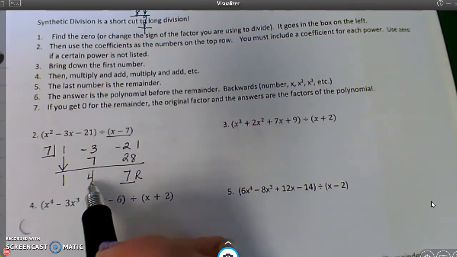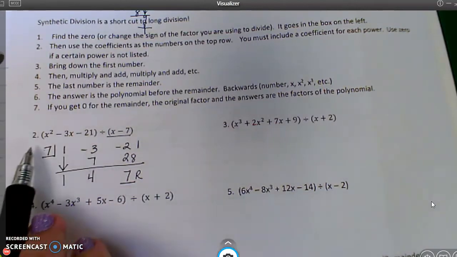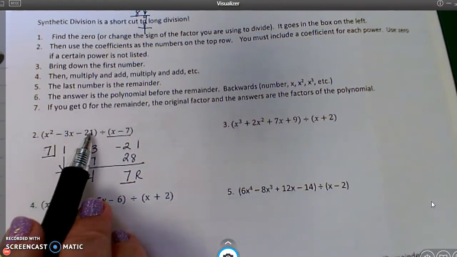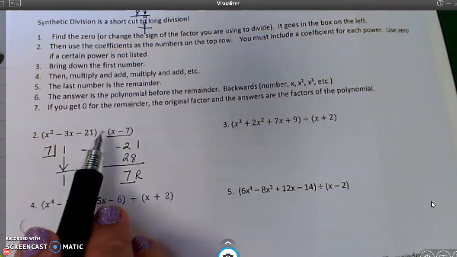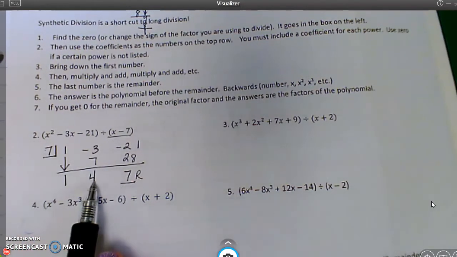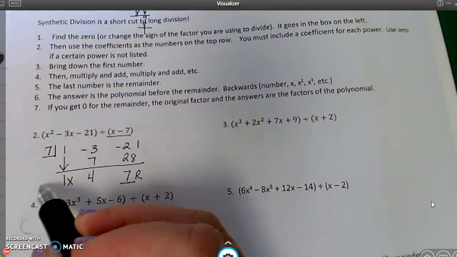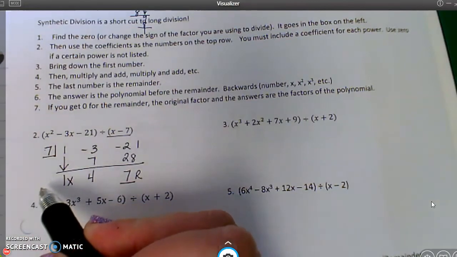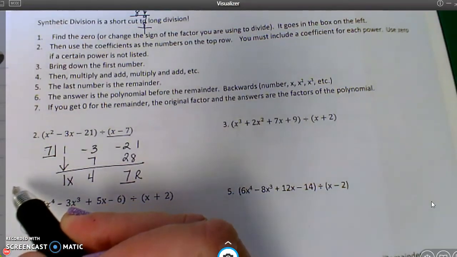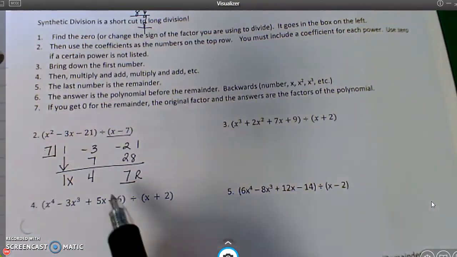the 4 is a number, the 1 has an x on it. See how we started with x squared, x, and then a number? It's always in order, and the one before the remainder is the number, and the one before that has an x. If there was something else up here, that would be an x squared. If there was something else, it would be x to the third. And I think it'll make more sense as we do some more.